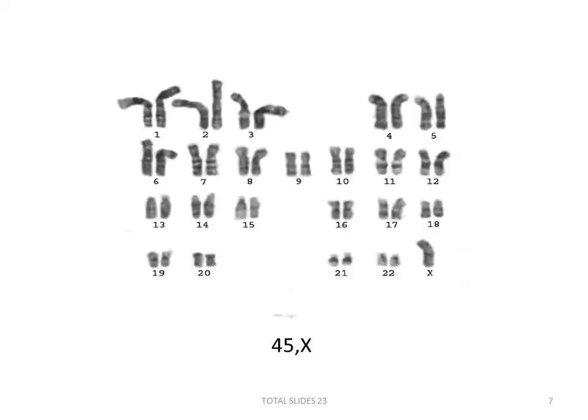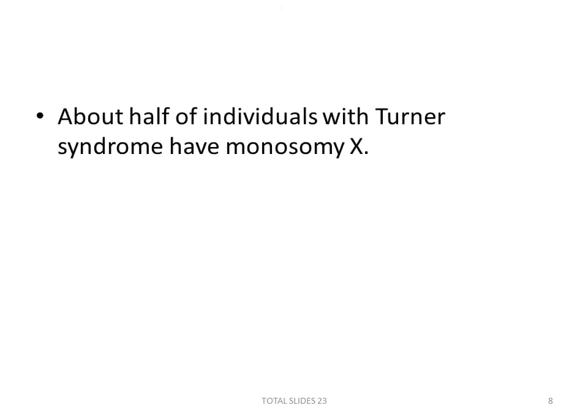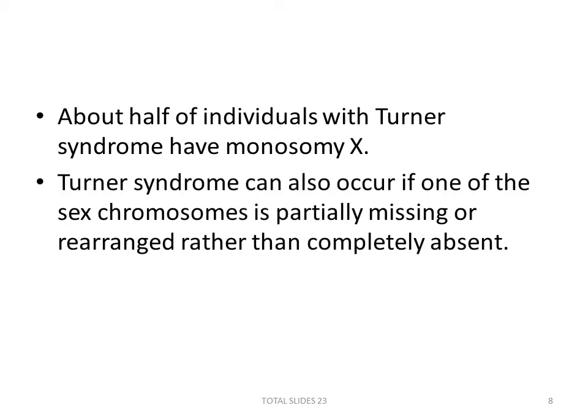The most common cause of Turner syndrome is monosomy X, 45X. Half of individuals with Turner syndrome have monosomy X. This is the most common cause of Turner syndrome. Only about 50% have 45X. Turner syndrome can also occur if one of the sex chromosomes is partially missing or rearranged rather than completely absent. I mean, it is not necessary that the whole X chromosome should be absent to cause Turner syndrome. Only the short arm of the X chromosome should be absent to cause Turner syndrome.